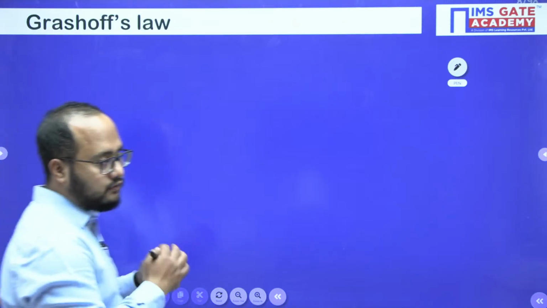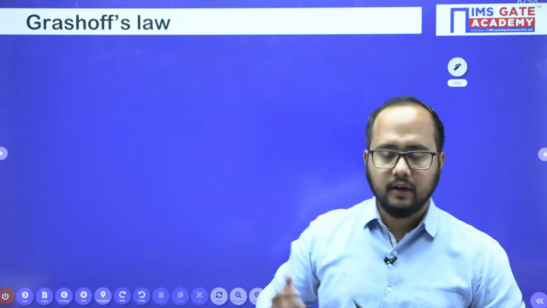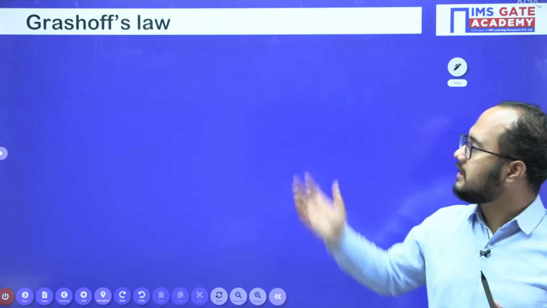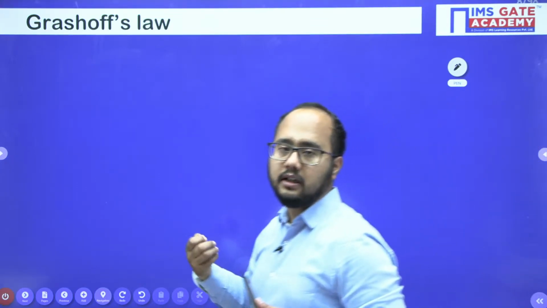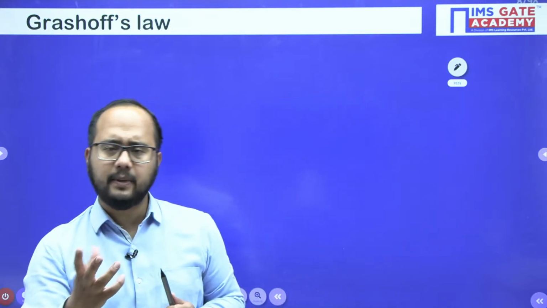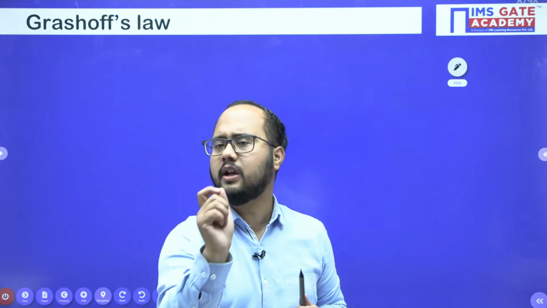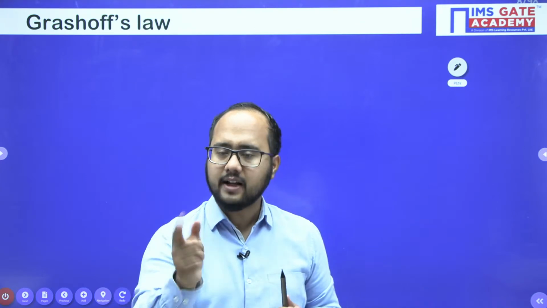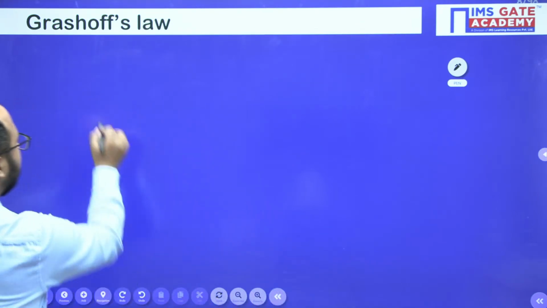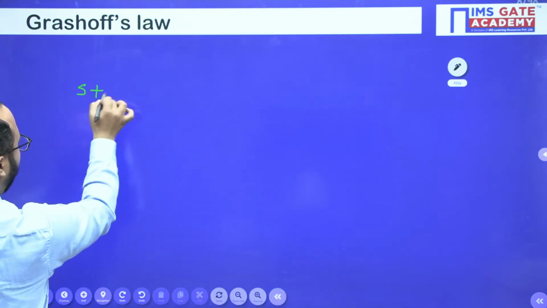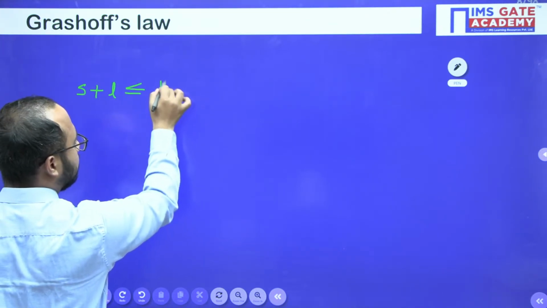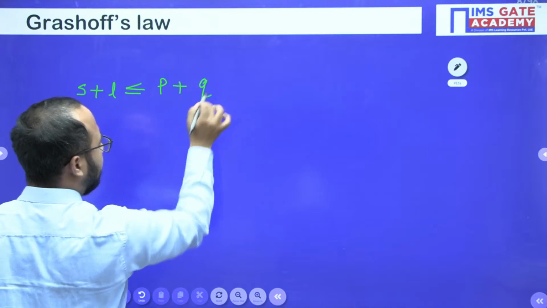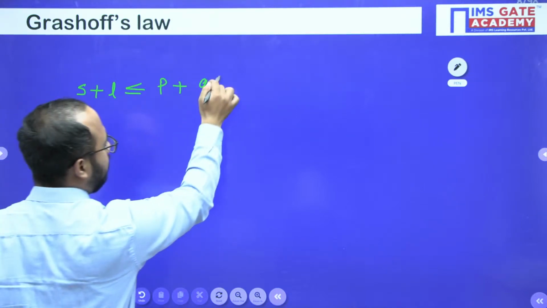Next, Grashof's law. Okay, again in many of the previous year questions you will see that they have asked Grashof's law, right? Now when we solve Grashof's law, everyone knows the basic definition, but they will miss one important point here. Okay, what is that point? See, everyone knows that the smallest plus longest link length should be less than or equal to the summation of the other two link lengths, right? This is the basic format of the law.